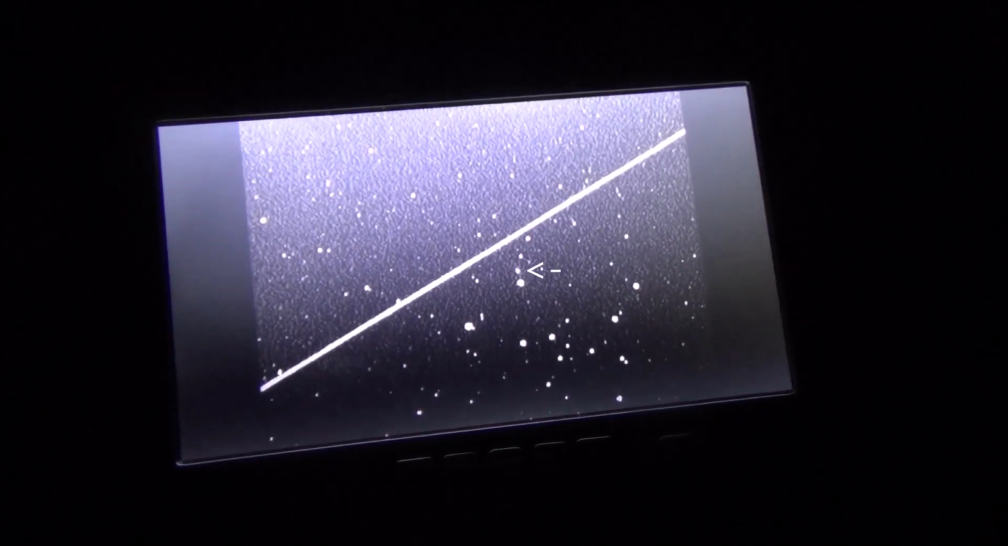Oh, we just had a satellite passage. Could have been a Perseid, no, I have to look at it.